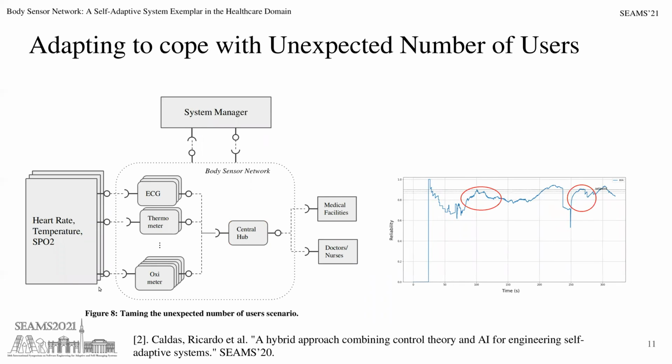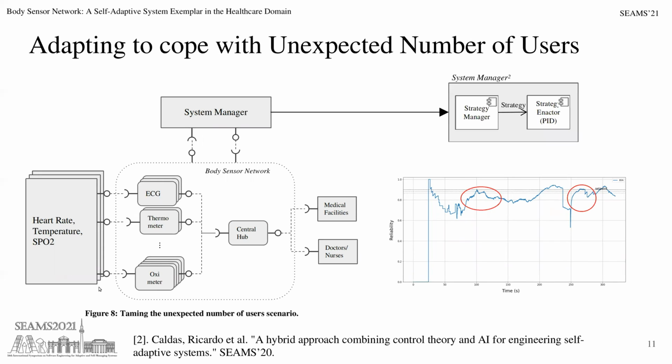To tackle such disruptions, we provide a system manager that acts by adjusting the sensor sampling rate, restoring the normal reliability level when a disruption is detected, as you can see in the red markings. The system manager was implemented by 2 components that select a coping strategy and enact this strategy using a PID controller. For more information, please check our paper published and presented in the SIMS of last year.